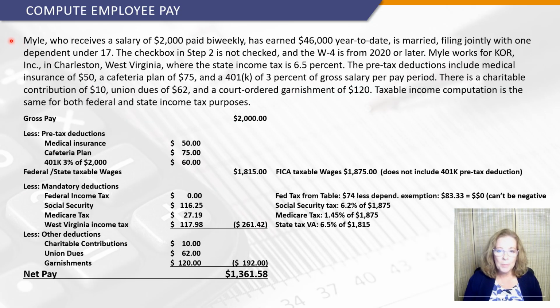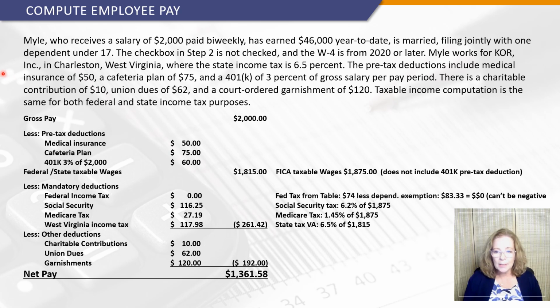Let's work this example step by step. Mal, who receives a salary of $2,000 paid bi-weekly, has earned $46,000 year-to-date, is married filing jointly with one dependent under 17. The checkbox in Step 2 is not checked, and the W-4 is from 2020 or later. Mal works for Core Inc. in Charleston, West Virginia, where the state income tax is 6.5%.